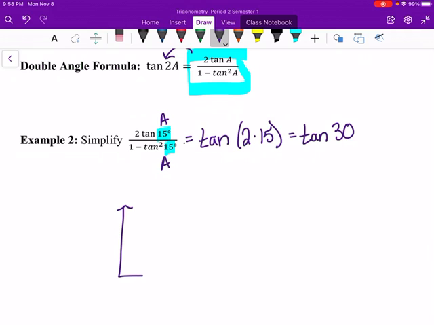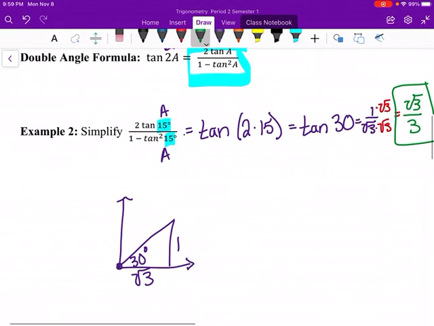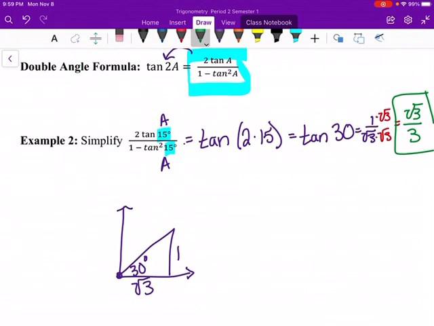And because that is one of our special right triangle values, we can evaluate that. So the tangent of 30 is going to be equal to 1 over the square root of 3. And don't forget to rationalize your answers. I know the book doesn't always do that, but we are going to do that for full credit on our test. So we are going to make sure to do that right now, which gives us the square root of 3 over 3. So that is how you could simplify a problem that looks like this.